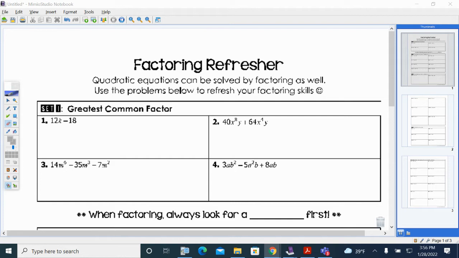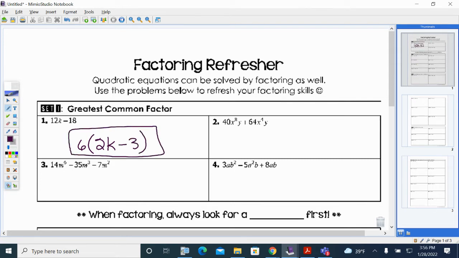And because the 18 does not have a k, there's not a variable part to our greatest common factor. So we're going to take the 6, and we are going to divide out the 6 from both the 12k and the negative 18. So 12k divided by 6 is going to be 2k, and the negative 18 divided by 6 is a negative 3, and that's your answer, 6 times 2k minus 3.